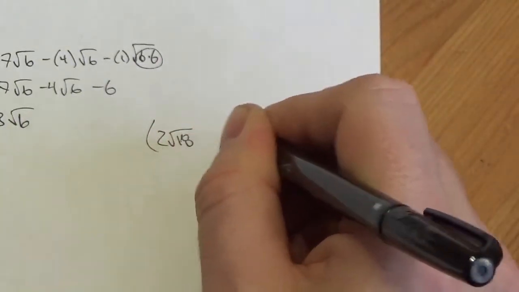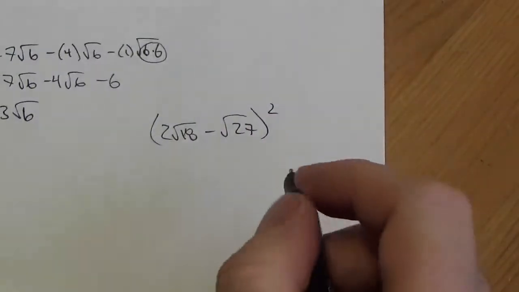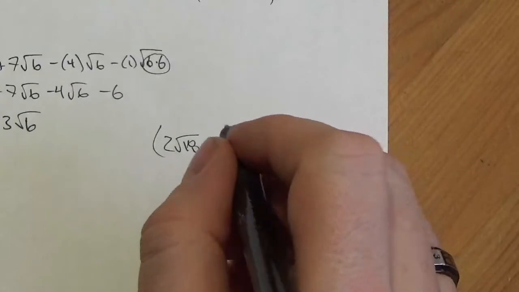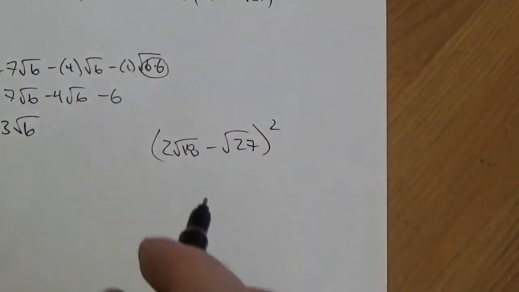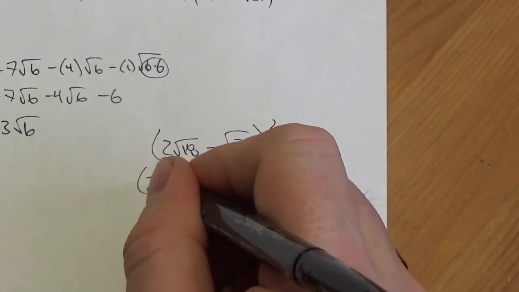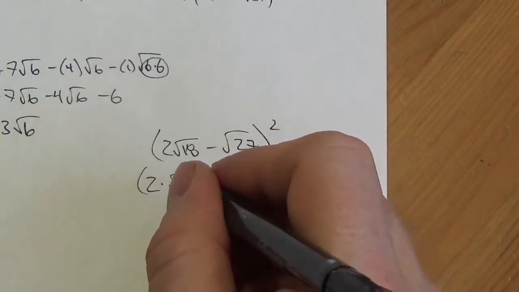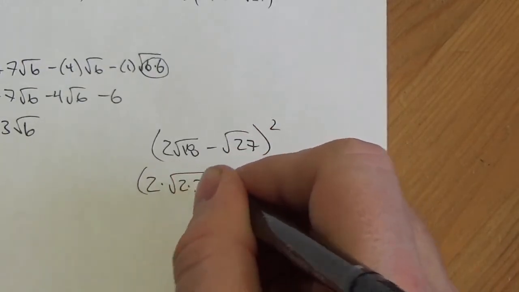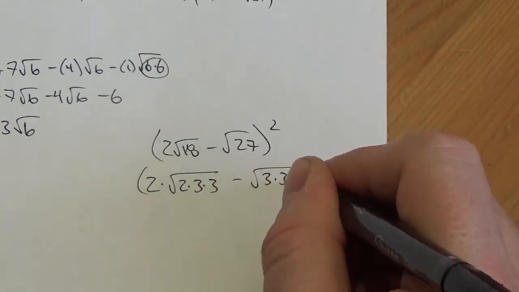So 2 root 18 minus root 27 squared. Okay. What I'm going to do here is I'm going to simplify this first, even before I get to the squaring, because I recognize that 18 and 27 can be simplified. So that's 2 times root 18, and I'll write this out in prime factors, is going to be 2 times 3 times 3. And 27 is root 3 times 3 times 3.